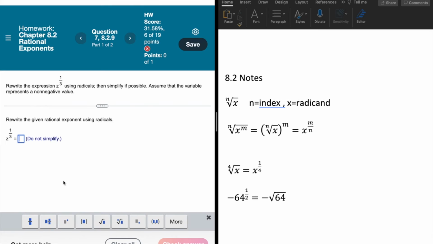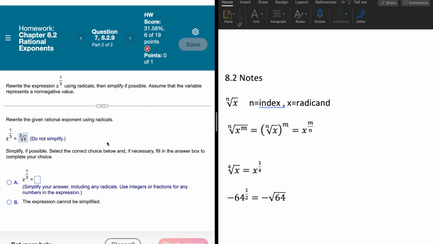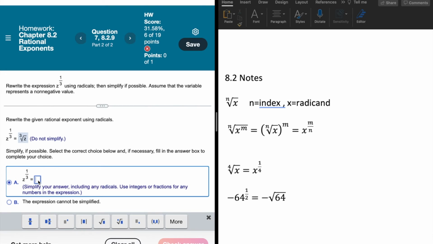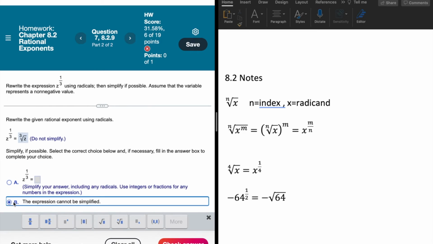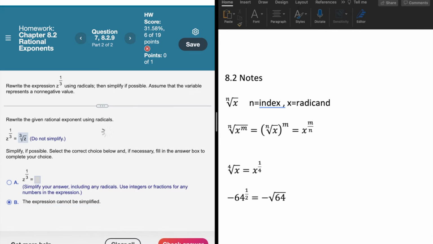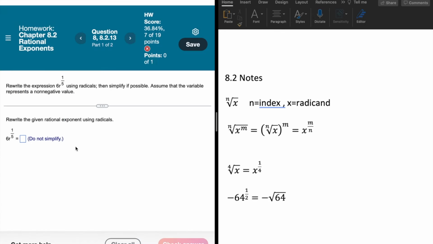So up next, rewrite this expression with radicals. Well, that's the cube root of z to the first power. And that actually doesn't really simplify, so I'm going to say it can't simplify. There's nothing to do with that. There's no way I can rewrite it.